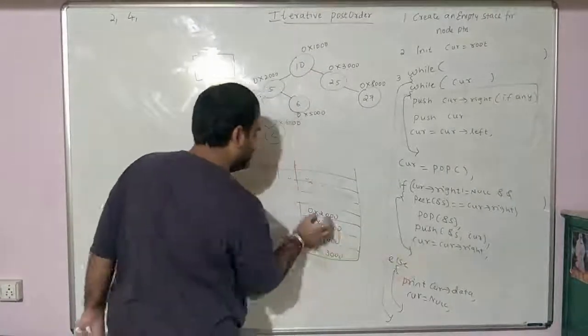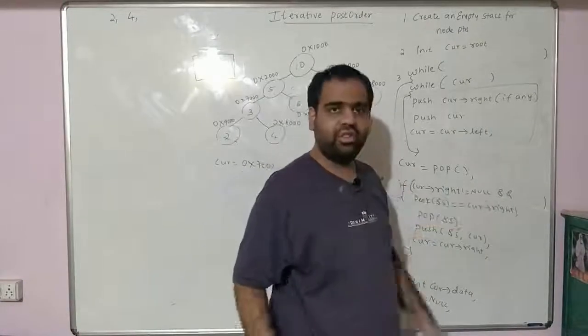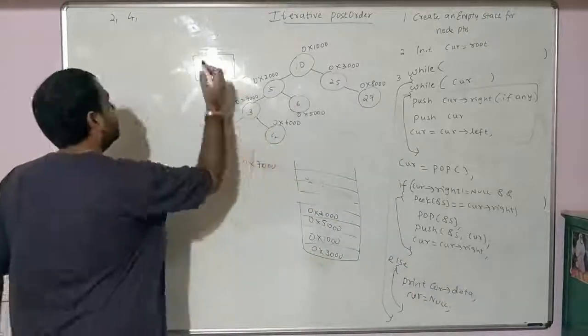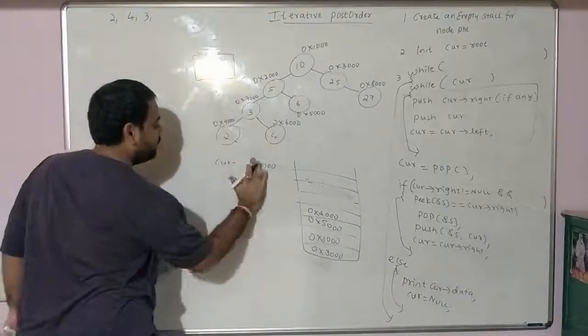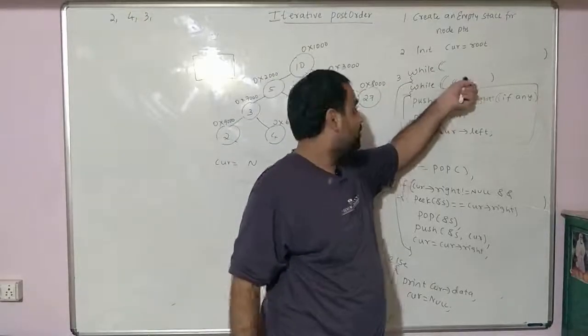Now peek of ampersand is 2000. 7000 arrow right is 6000. Is 2000 equal 6000? The condition is false. Do not execute this. You print current arrow data. 7000 arrow data is 3. And you set current is equal to null. Go back, assume the condition is true. Current is null. Do not execute it.